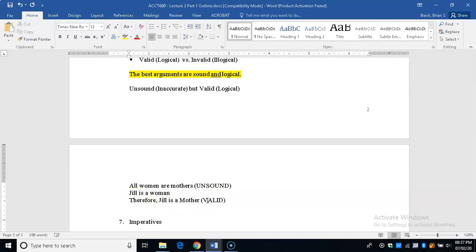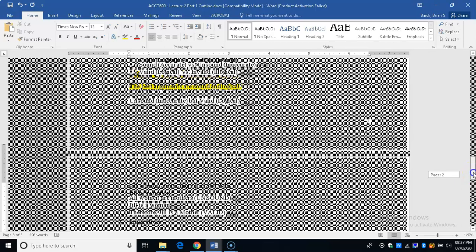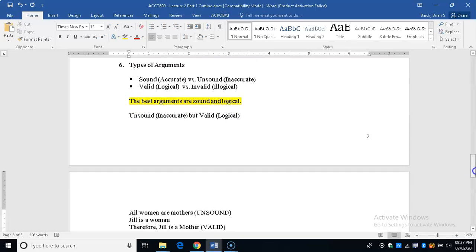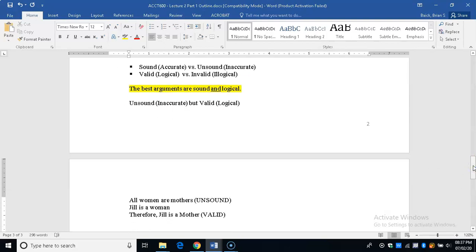Okay? So this is important to think about because when we talk about ethical decision making, remember all arguments have to be sound and logical, or they have to be sound and another word for logical is valid.